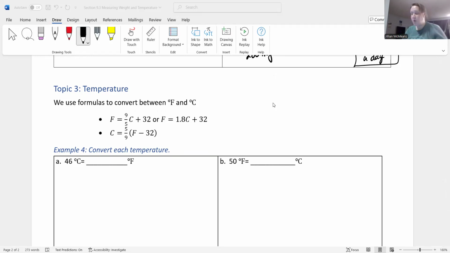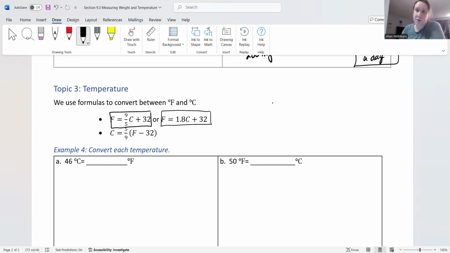Okay. So if you're going to take Celsius and convert it to Fahrenheit, so you want to know what Fahrenheit equals, you would take 9/5 times whatever your degrees Celsius were, and then you'd add 32 to that. Luckily, 9/5 is the same as 1.8. So a lot of times we'll just use 1.8 times whatever your degrees Celsius are, and then add 32.